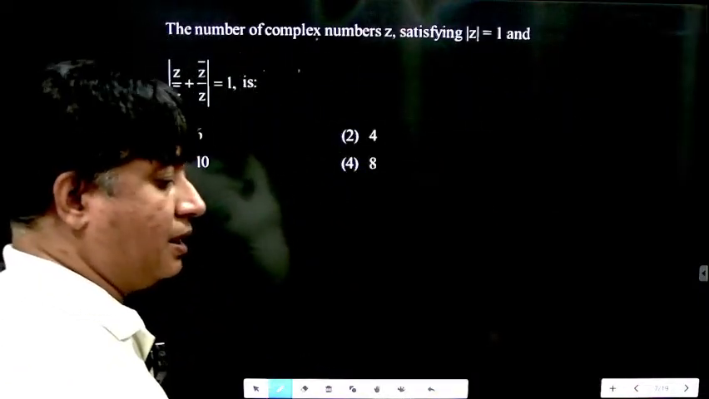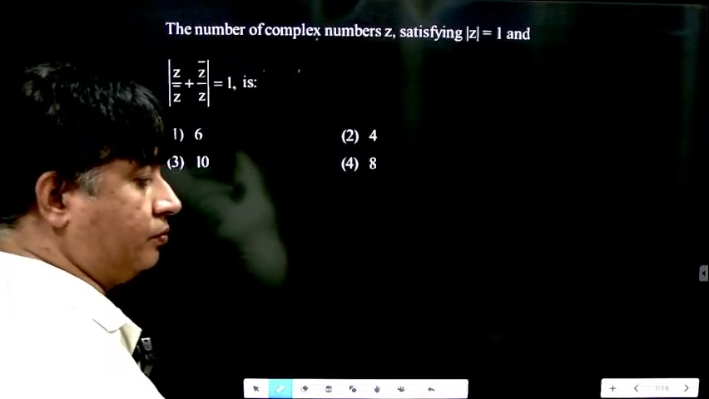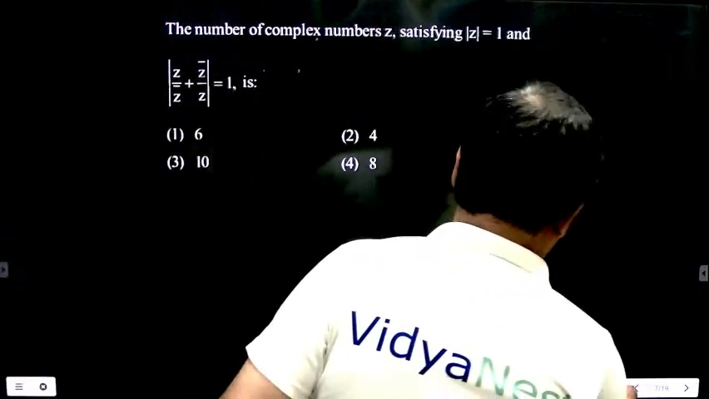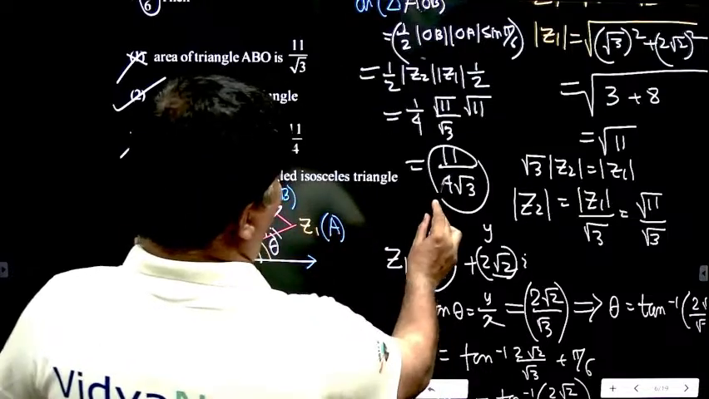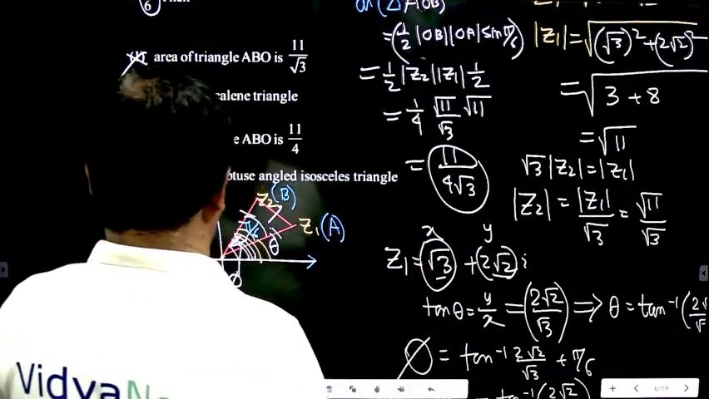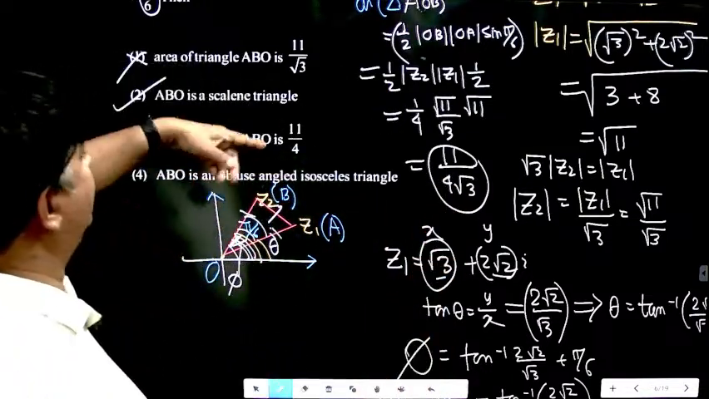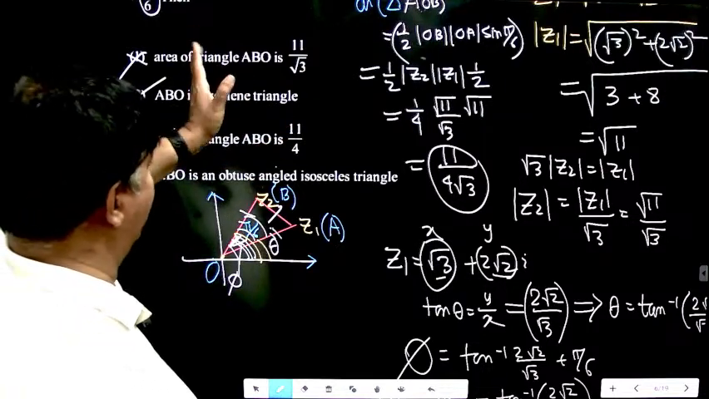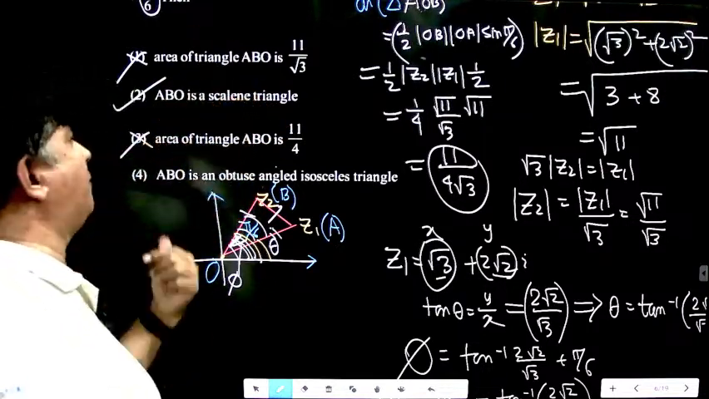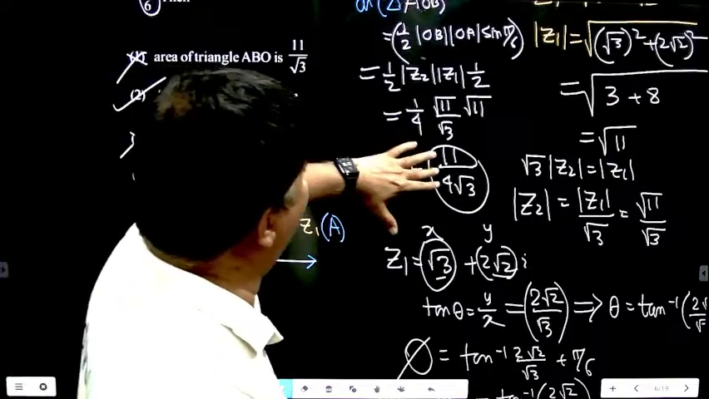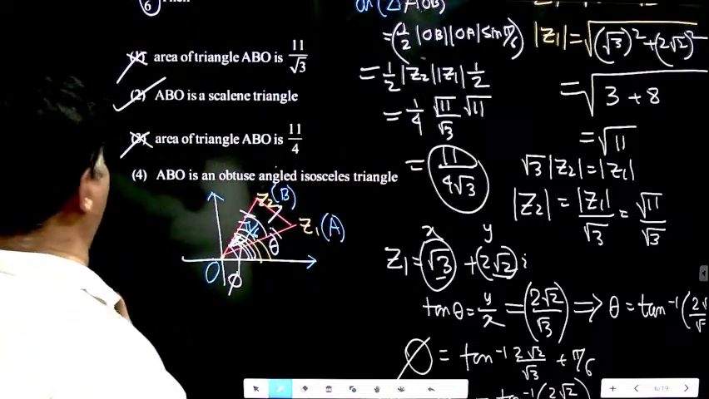Got the previous sum? Yes, sir, got it. See, in the previous sum you observed the area we got, 11 by 4 root 3. We thought that there is some printing mistake, but not that. 11 by root 3 is there, 11 by 4 is there. That means a semblance of this answer is given, but not exactly so.